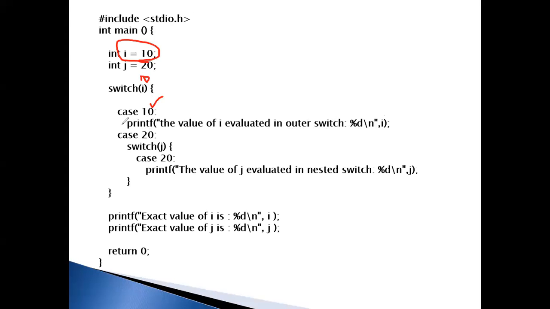Then it executes. One more switch is there: switch J, with case 20. The value of J is evaluated in the nested switch. Finally, print the exact value of I and the exact value of J. Here we have used one more switch, switch J, inside the case statement. It is called the nested switch.